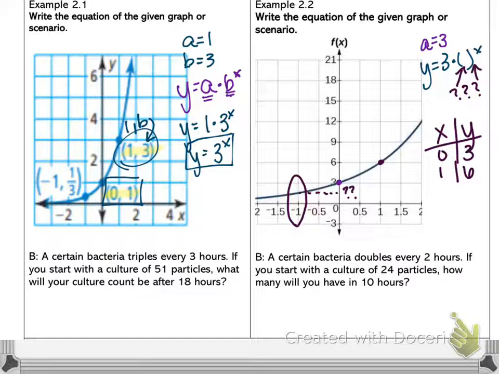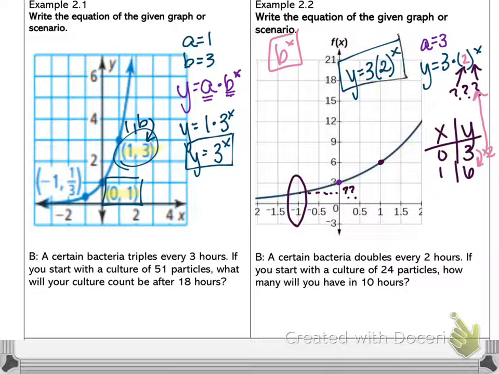And remember how I said that b is your rate of change? It's what you use to multiply to get to the next number. So the question is, what do I multiply the 3 by to get to the 6? And the answer is 2. So I know that my rate of change is going to be 2. So I can clean this up a little bit. Y equals 3 times 2 to the x power. And this is the equation. So it's not necessarily harder, but it does require you to think about it in a slightly different manner, and it's just not as straightforward as example 2.1.